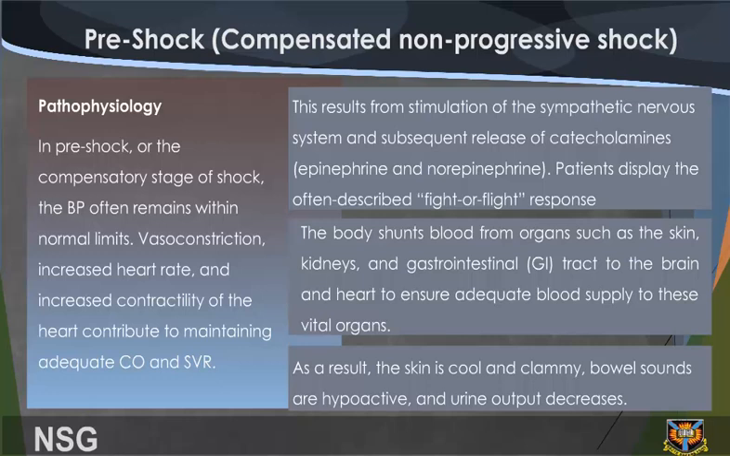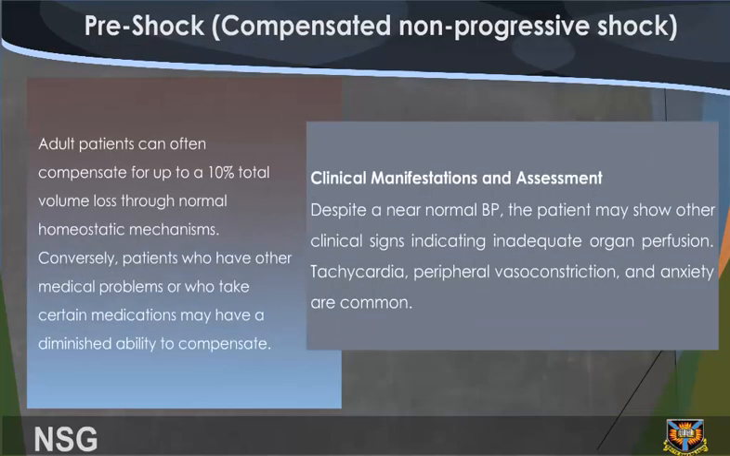The body shunts blood from organs such as the skin, kidneys, and gastrointestinal (GI) tract to the brain and heart to ensure adequate blood supply to these vital organs. As a result, the skin is cool and clammy, bowel sounds are hypoactive, and urine output decreases. Adult patients can often compensate for up to a 10% total volume loss through normal homeostatic mechanisms.